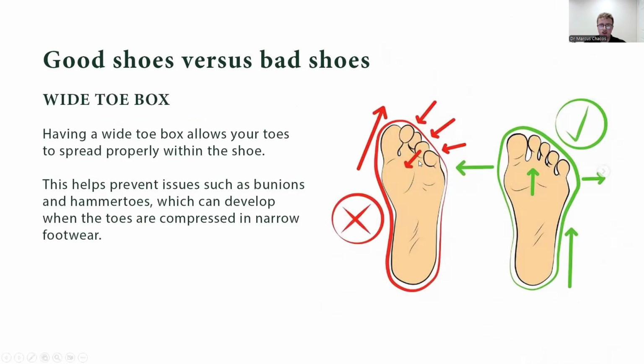wide toe box. You can see with this image how that shoe is very compressing on the feet and the toes don't really have much area to move. Whereas here with the wide toe box, there's adequate space for the toes to be free and move, and have more movement. So having a wide toe box allows your toes to spread properly within the shoe.